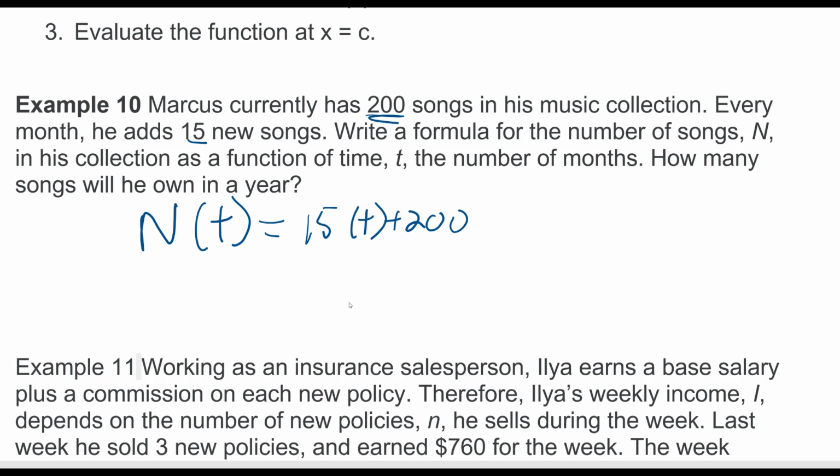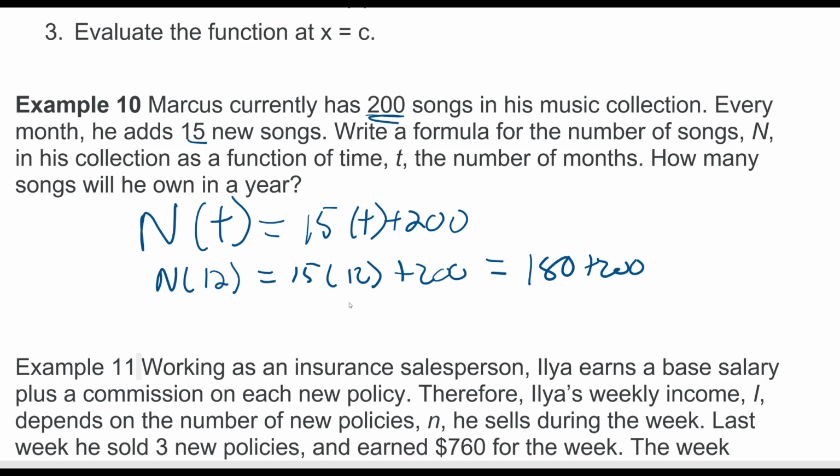How many will he own in a year? So n of t, or n of 12, will be 15 times 12 plus 200. And 15 times 12 is 180 plus 200, which equals 380. So 380 songs.